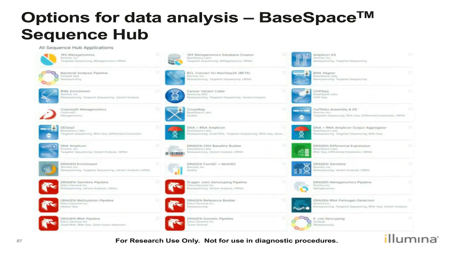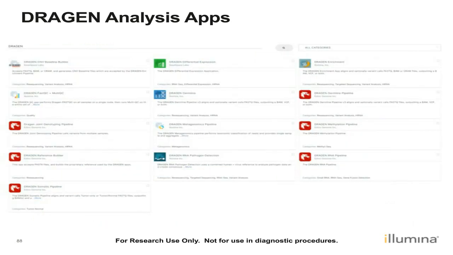BaseSpace has many analysis apps which can be used for data analysis online. These apps are created by Illumina as well as by other research groups to provide data analysis options for many sequencing applications. This slide shows just a fraction of the available apps on BaseSpace. I also want to call attention to the DRAGEN analysis workflows. We offer several DRAGEN analysis apps in BaseSpace, as well as offline server-based options.